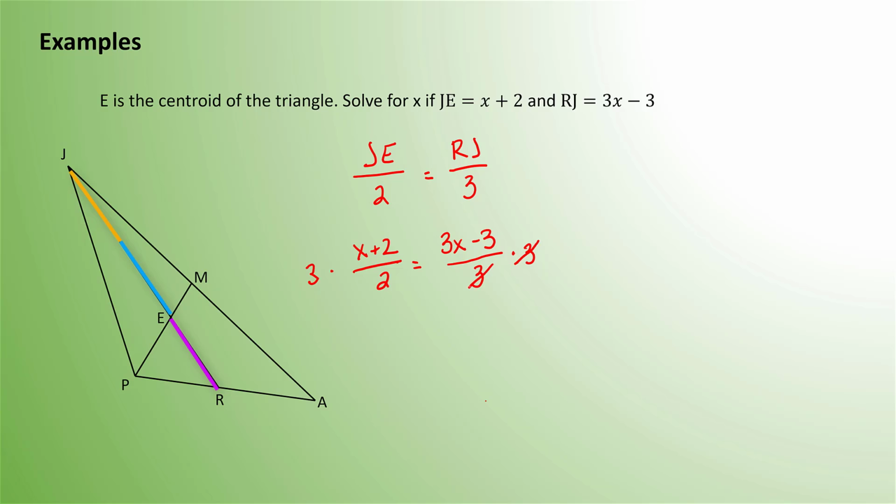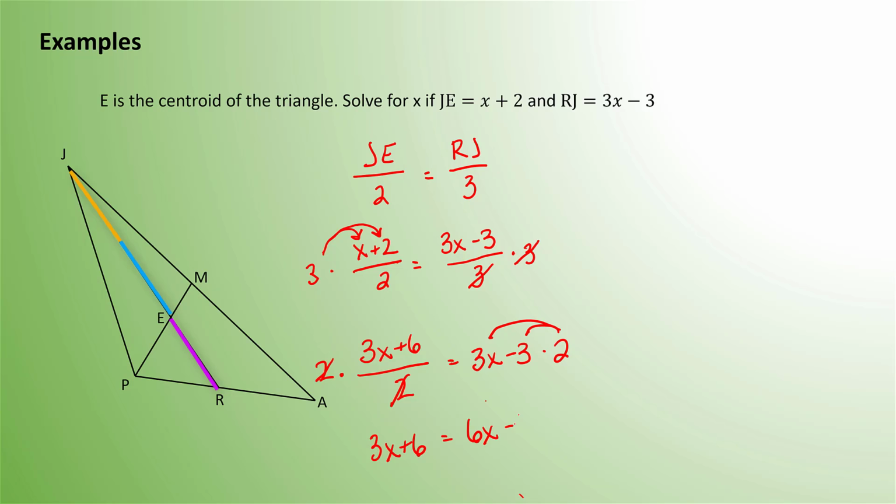So these ones cancel out on the right. And this 3 is going to multiply by the entire numerator. So 3x plus 6 over 2. And the right side is just 3x minus 3 because that denominator canceled out. Now we're going to repeat the same thing and multiply by 2, though, to get rid of my other denominator. And this 2 is going to distribute to the entire right side. So 3x plus 6 equals 6x minus 6.